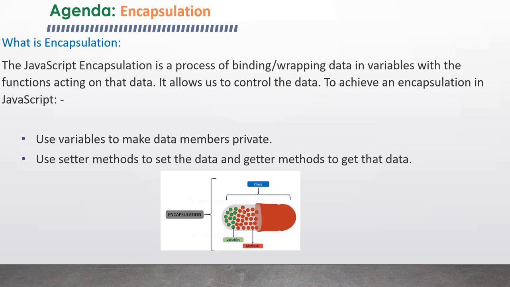JavaScript encapsulation is a process of binding or wrapping data in variables with the functions acting on that data. It allows us to control the data, like it allows us to hide the data. So if you want, you can hide the data through encapsulation, make it private. To achieve encapsulation in JavaScript, we have to use a variable to make the data members private.